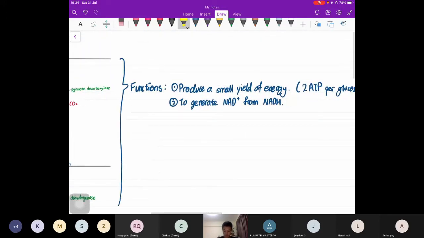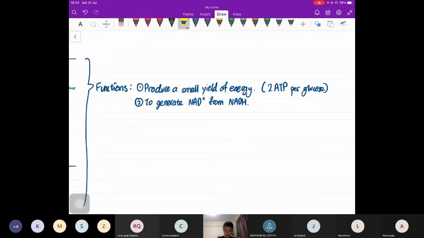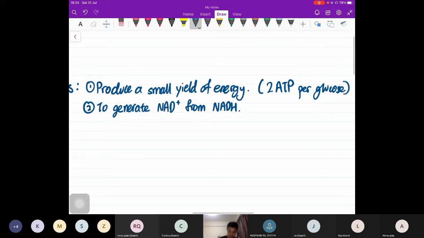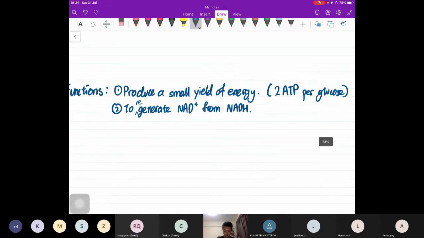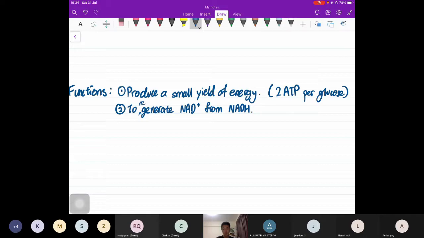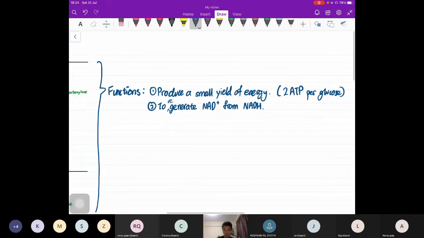Okay, now we talk about the functions of anaerobic respiration. The first one is to produce a small yield of energy, and this is 2 ATP per glucose molecule that enters. And the second one is to regenerate your NAD+ from your NADH.